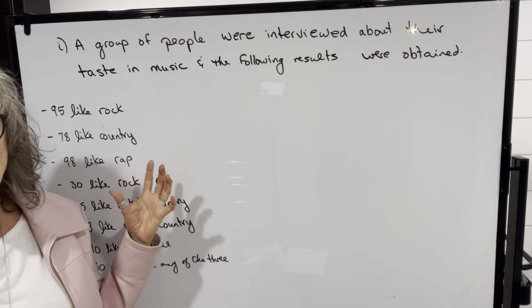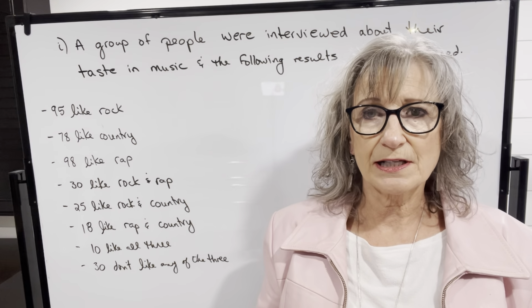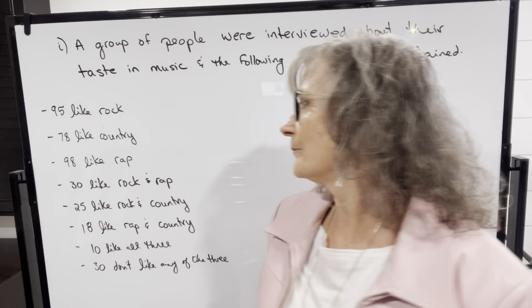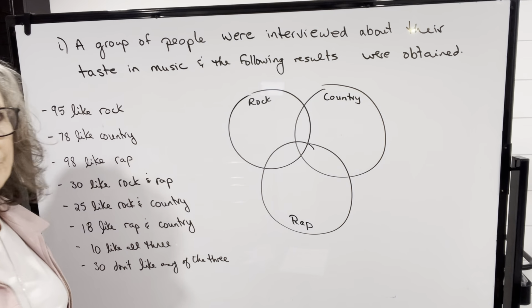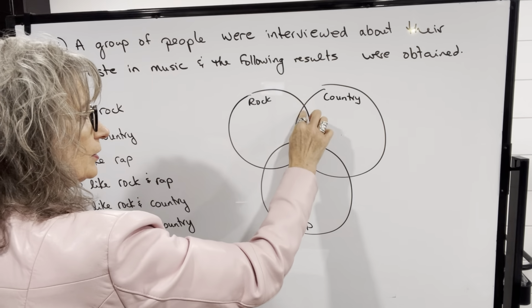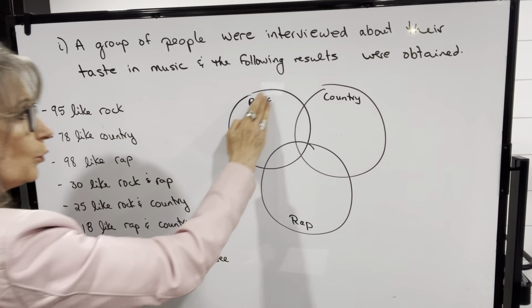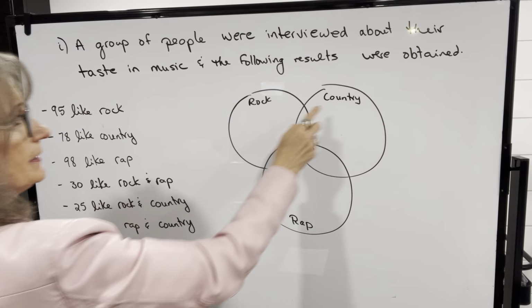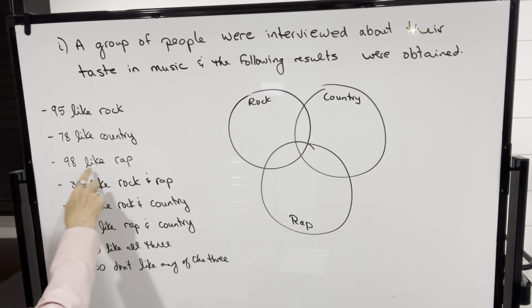This can be a little overwhelming with this much information, but let's draw our circles and try to break down the numbers in each part of the circles. So our three categories are rock music, country music, and rap music. Now, we know 95 like rock, but that's going to include what's in here, here, here, and here. So that total will be 95. This total will be 78. And this total that like rap music is 98.